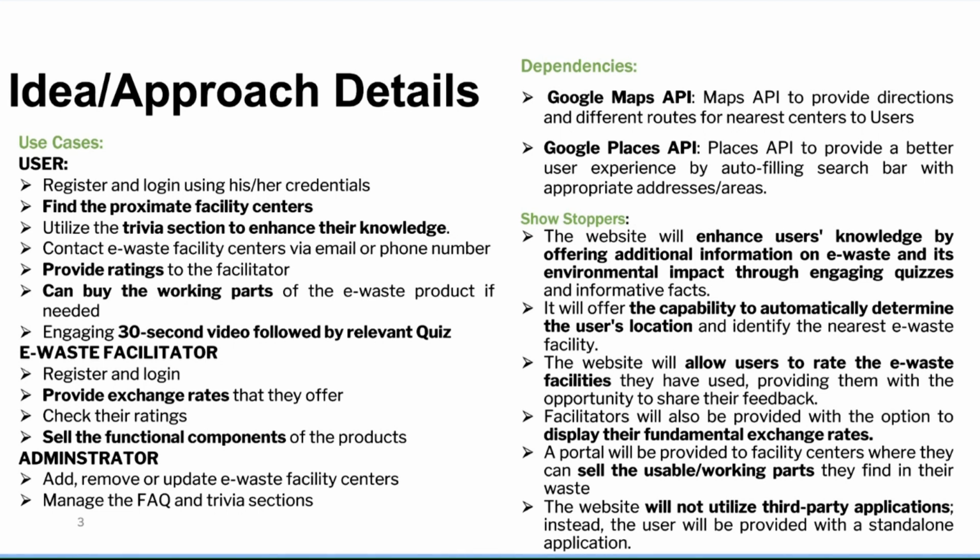The dependencies used here are the Google Maps API, to provide directions to the nearest facility centers to the users, and the Google Places API, for a better user experience by auto-filling the search bar with appropriate addresses. So the user doesn't have to type in the entire place. The autofill feature will provide the user with related suggestions.